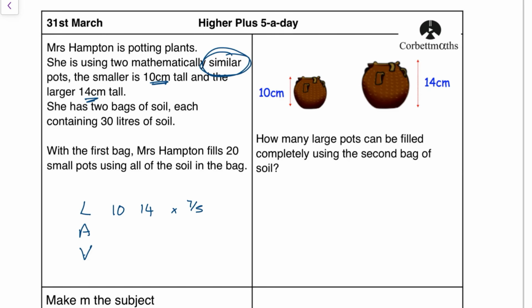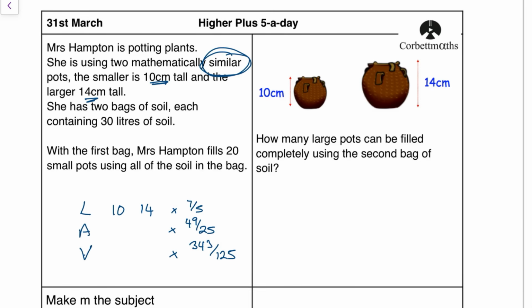Now the reason I've done that is it means my area scale factor, because it's just easy to do it, is 49 over 25, so squared. And my volume scale factor is a cube of that, which is 343 over 125. Right, all I've done so far is get my scale factors. Then what does it want me to do?